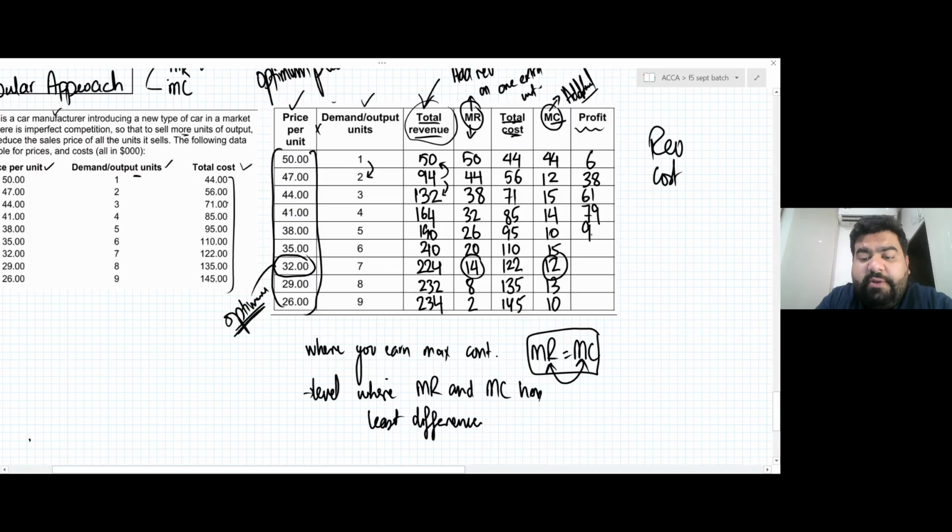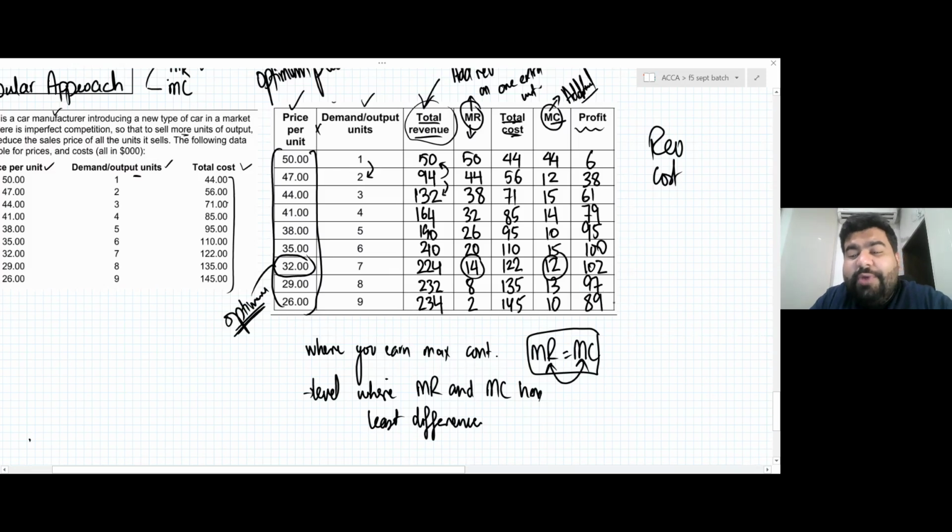190 minus 95, 95 is the profit here. 210 minus 110, 100 is the profit. 224 minus 122, 102 is the profit here. 232 minus 135, profit is 97. And 234 minus 145, the profit is 89.